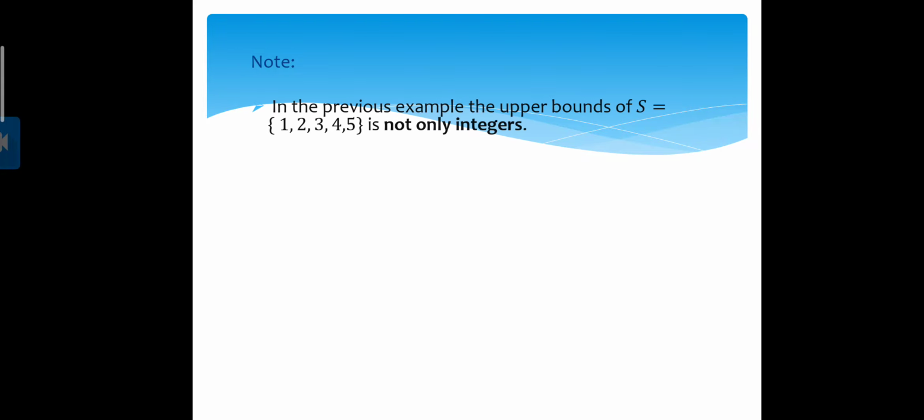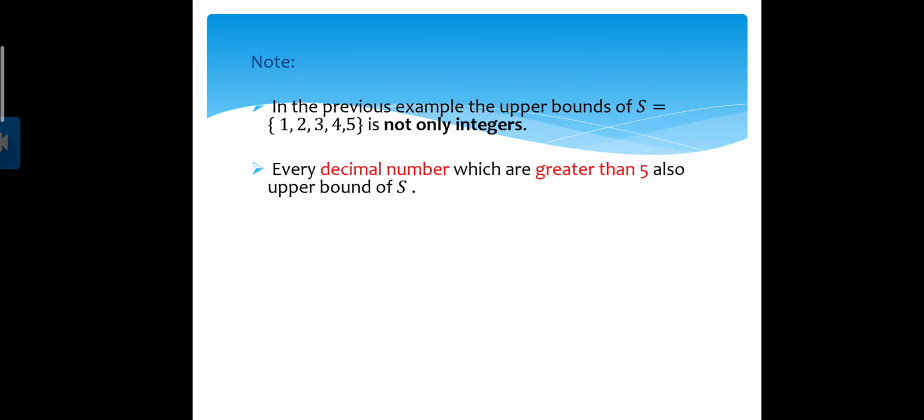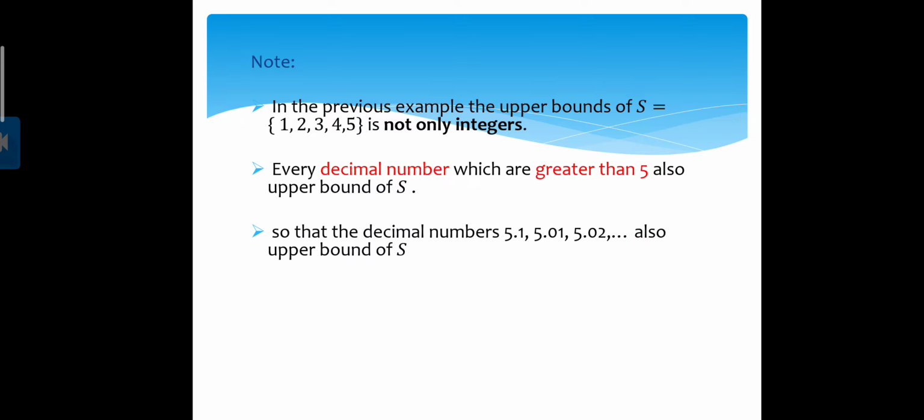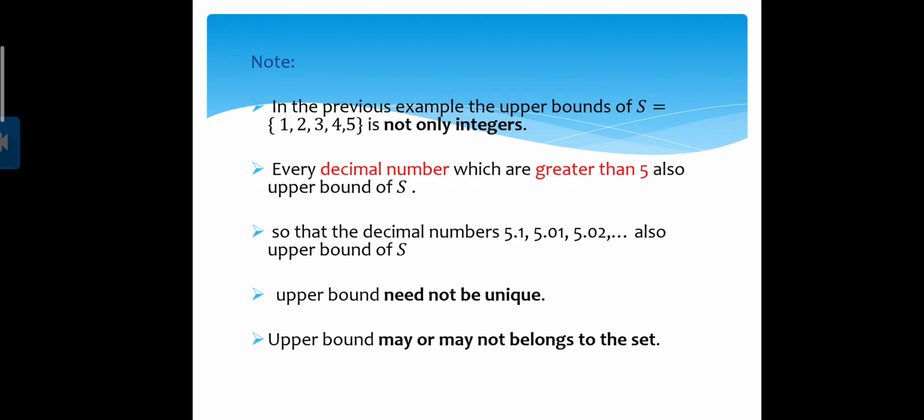So what are the observations made in this example? In the previous example, not only integers but every decimal number greater than 5 is also an upper bound of S. Upper bound may not be unique. Upper bound may or may not belong to the set.